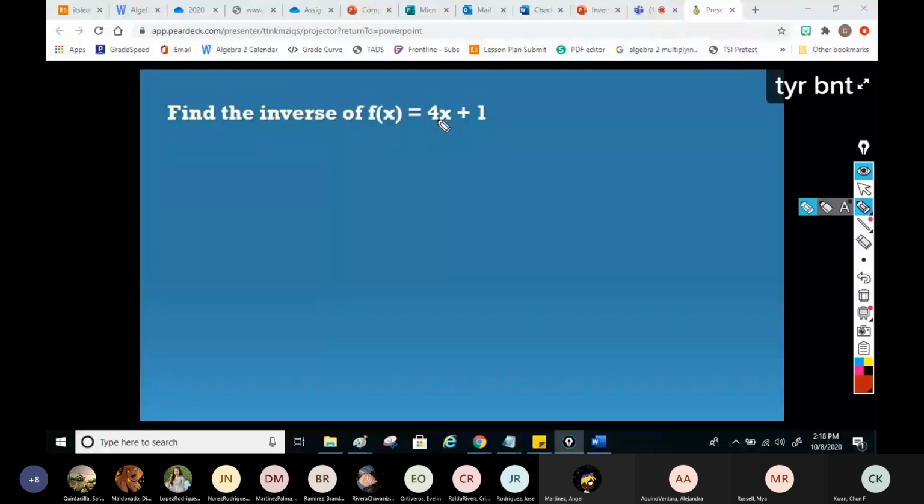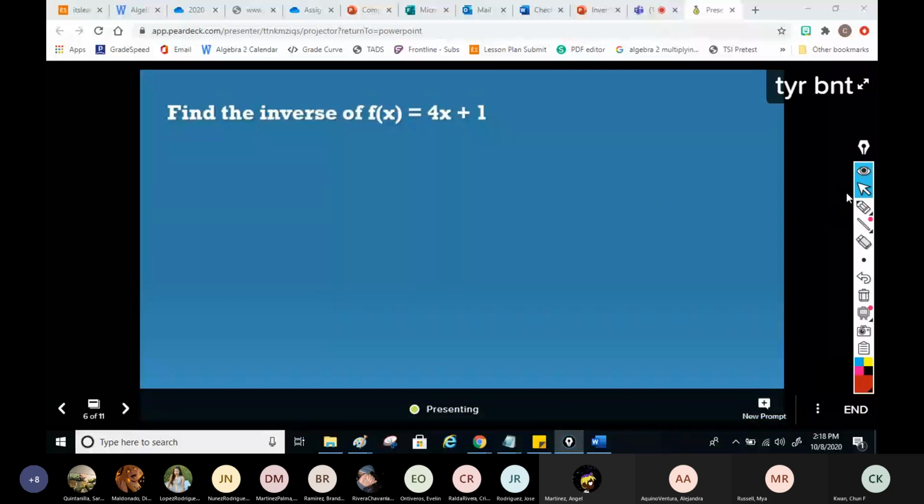Find the inverse of the function f of x equals 4x plus 1. f of x is just a really fancy way of saying y. It's the same thing as y. Some people like to use f of x, some people like to use y. It's completely up to you. It is the exact same thing. Now we have to find the inverse of this function. Let's take a look at the steps. Pay attention, we'll do one step at a time.